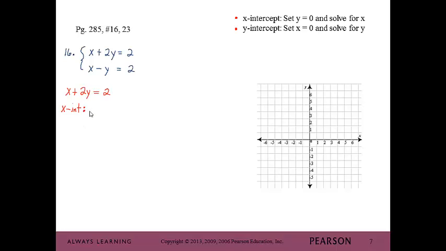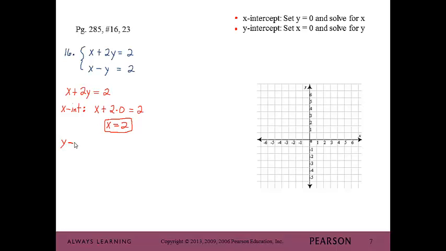So for the x-intercept, you're going to set y equal to 0. So you're going to have x plus 2 times 0 equals 2. And then 2 times 0 is 0, which means x equals 2. So this is your x-intercept.